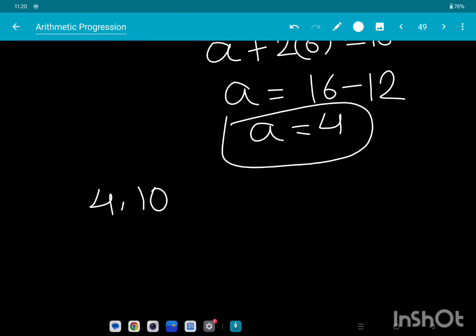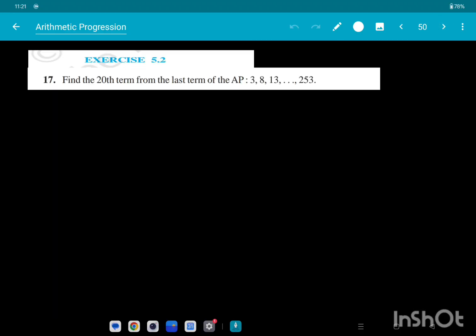If I add 6 to the first number, it will become 10. And it will be 16, 22, 28, and so on. So this is the AP. They are asking us to write the AP, so this is the AP it is going to form. Now move on to the next question.